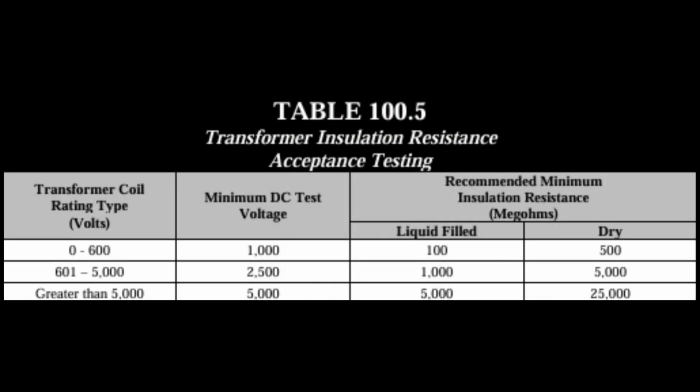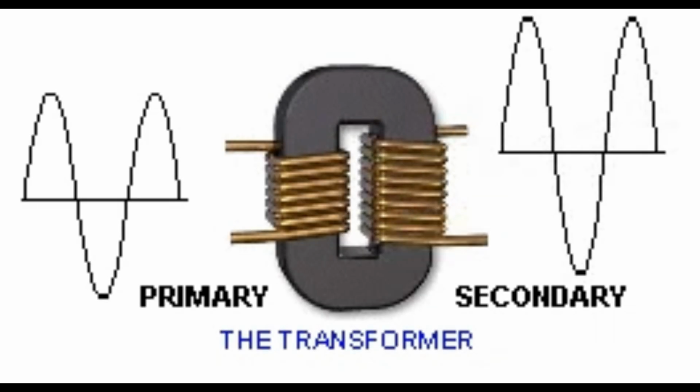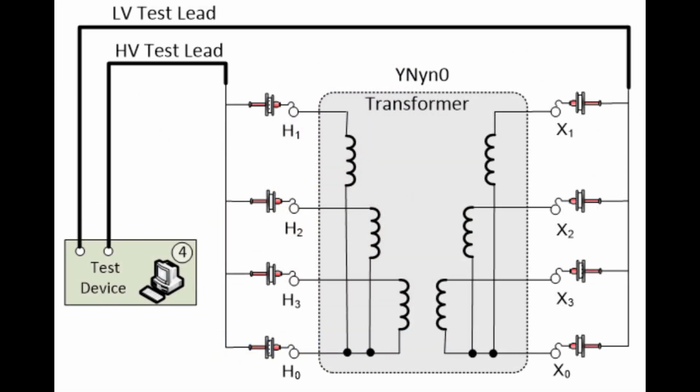According to NETA ATS, Table 100.5, a high resistance value indicates good insulation, while a low value signals potential degradation. Next is the turns ratio test, which ensures that the ratio of primary to secondary windings matches design specifications. A low-voltage AC signal is applied to the primary winding.